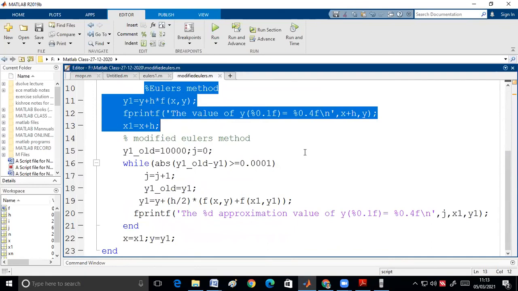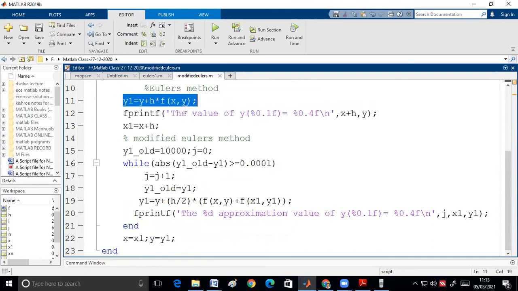First, this is the Euler method, which is already discussed. I will call it y1 and this value x1 after finding the new value. Now for the modified Euler value, I will take y1 old as a big number, and j is the iteration number. Now I will use a while loop instead of for, then no problem. If you use a for loop, you give the maximum iteration number 30 or 40. If you use a while loop, you need not give the maximum iteration number. Now j equals the first value. Now this Euler value I call x old.